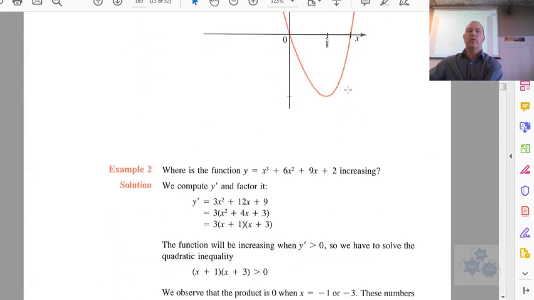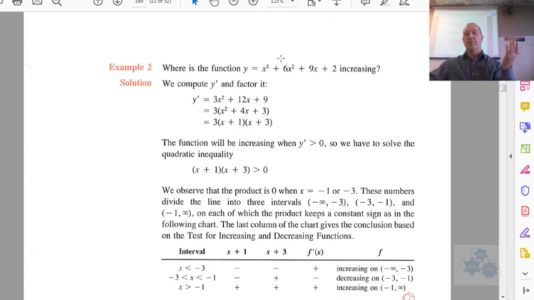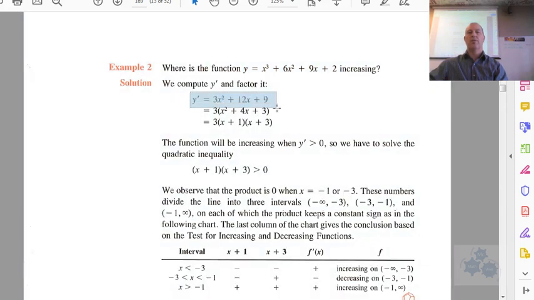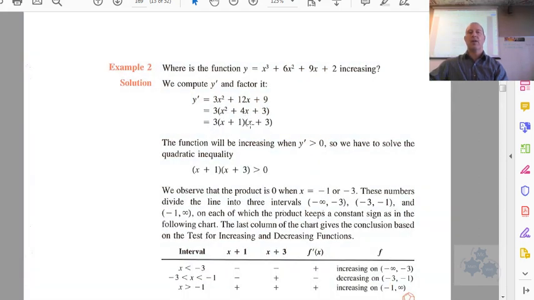Okay? There are other examples that get a little more difficult, but look at this example too. This is no big deal either. You're given y right here. You take the derivative of y. Can you factor that? You sure can. Take out a common factor, factor that trinomial. You could do this in your sleep. It's baby stuff. And then you can do sign analysis.